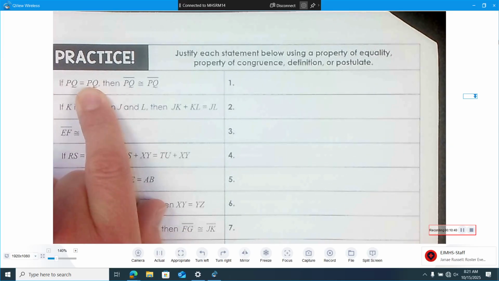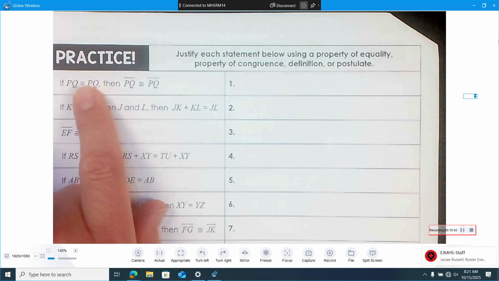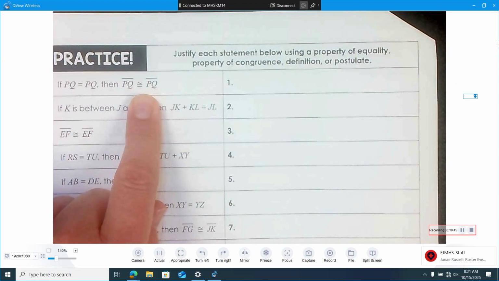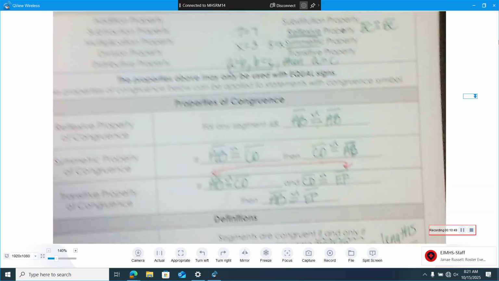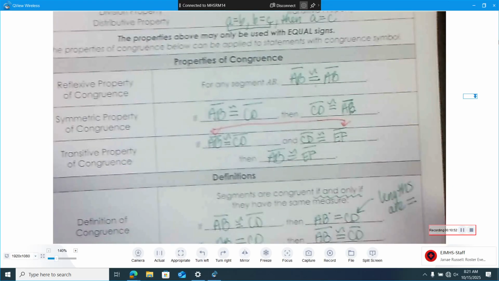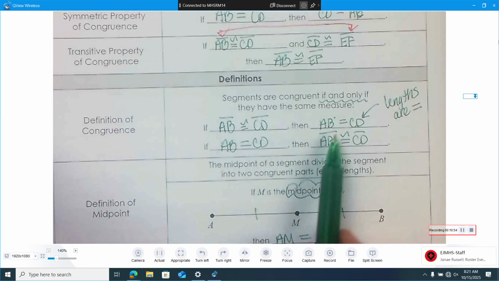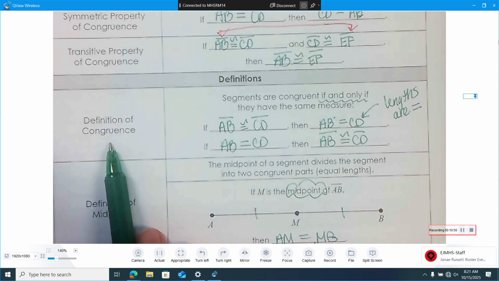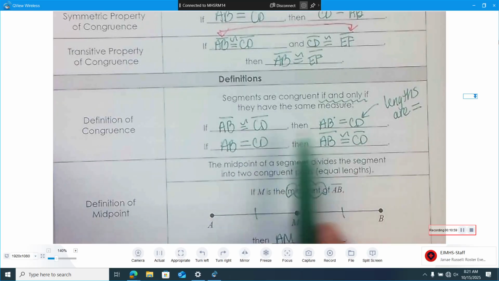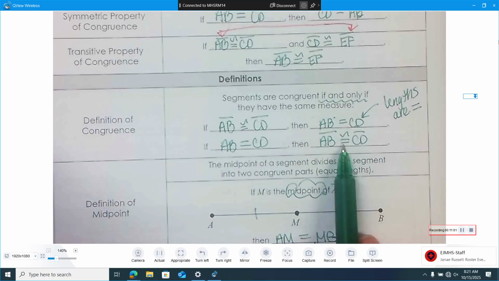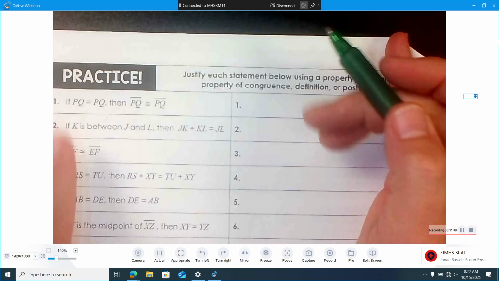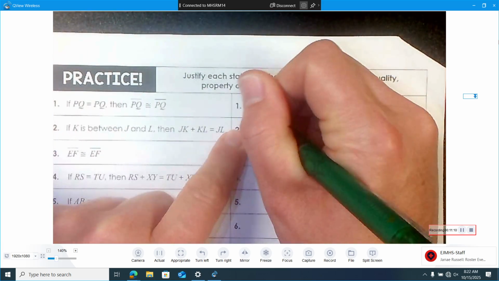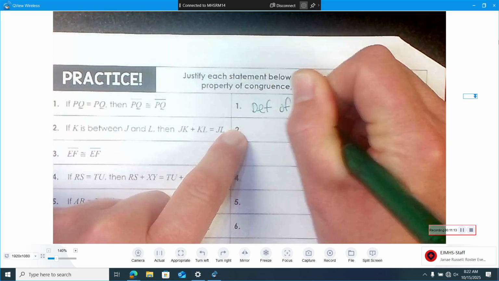It's kind of like the same thing. It has a special name, though. What allows us to jump between equals and congruence? The definition of congruence allows us to jump between two things being equal and then their figures being congruent. So that reason is definition of congruence. If they're equal, then they're also congruent. So that is the definition of congruence.